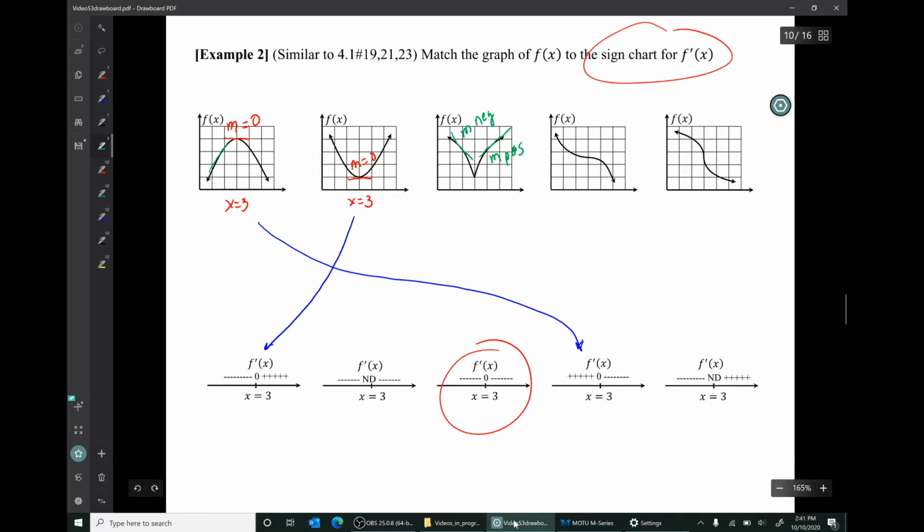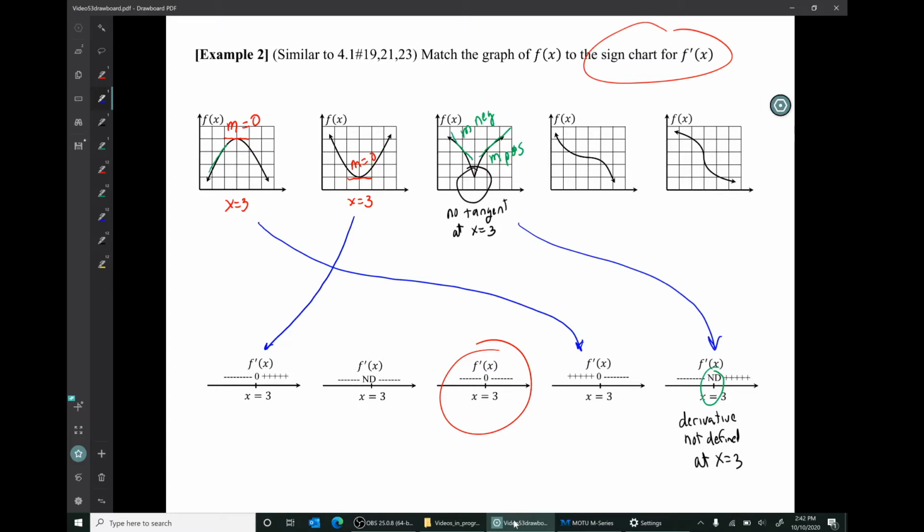But what's up with this ND? What does that mean? Well, notice that on this graph, right at x equals 3, there's no tangent line. So since there's no tangent, there's no number that's the slope of the tangent line. And since there's no number that's the slope of the tangent line, that means the derivative does not exist or is not defined. So that third graph has to correspond to that sixth or that fifth sign chart for f prime.